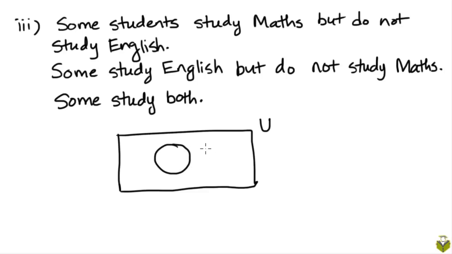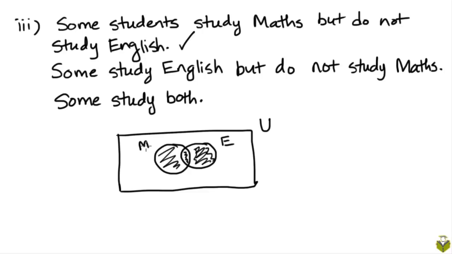So the most general Venn diagram possible between the sets M and E looks like this, where you have some elements that are in the set M but which are not in E. Those are the students corresponding to this description, and they will fall in this region of the Venn diagram. There are other students who study English but do not study maths, so there are some elements that are in the set E but which are not in the set M. And there are some students who study both, so there are some students lying in this region as well.